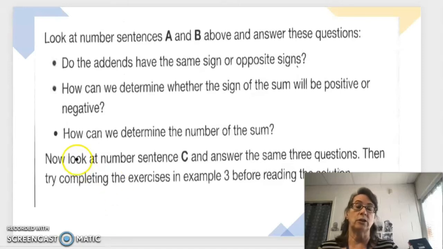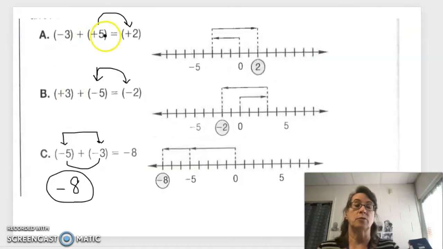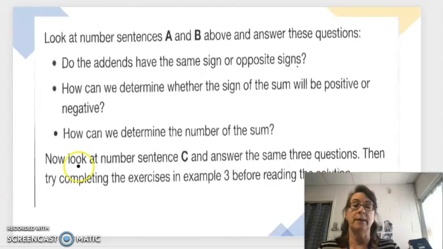Okay, and then the third question, how can we determine the number of the sum? The number of the sum is going to be the subtraction of the absolute values if we have opposite signs. So we're just looking at A and B right now, and the subtraction, 5 minus 3 is 2. That's how we determine the number value of the answer, and then we have to decide which one of the signs to take. Okay, so now look at number C and answer the same 3 questions. Then try completing the sentences.